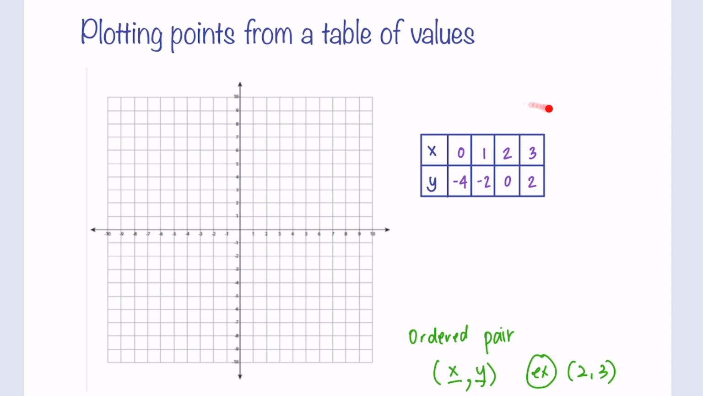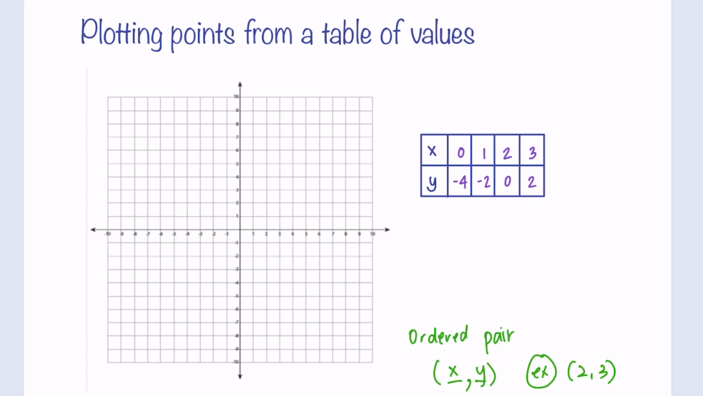Here we see a table instead, and we don't see ordered pairs, but we can still use this table to get the ordered pairs so that we can plot them on the graph. You see that the top row, where it says x, there's numbers 0, 1, 2, and 3. It means that these numbers are the x-coordinates. Bottom row, where there is a y, we see -4, -2, 0, and 2. And so it means that these four numbers are the y-coordinates.